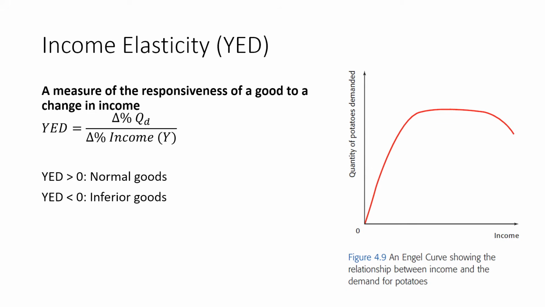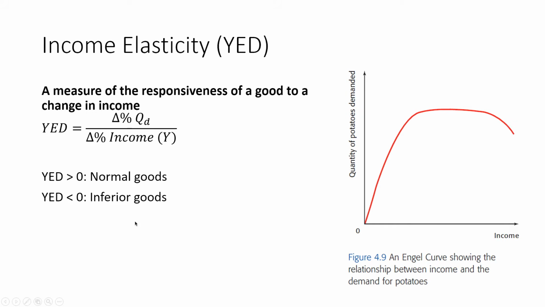Then we have the income elasticity, which is a measure of the responsiveness of demand for a good to a change in income. This is expressed as YED equals percentage change in quantity demanded of a good over the percentage change in income. So if YED is more than 0, that means that it's a normal good, which means that as income rises, the quantity demanded will also rise.